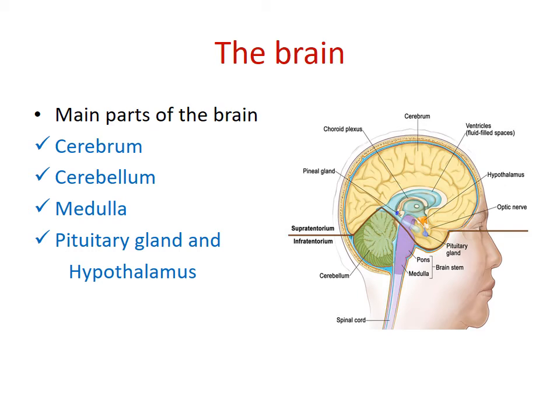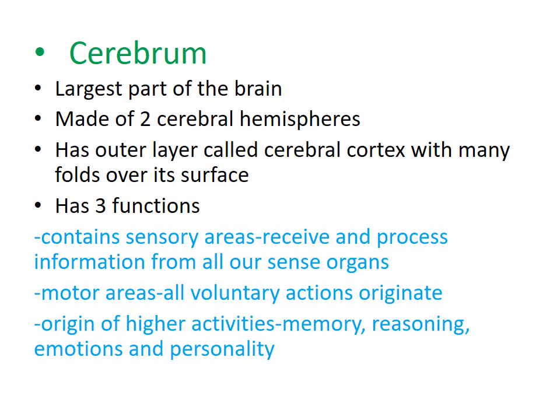As you can see in the picture, there are many parts in the brain, like the cerebrum, cerebellum, medulla, pituitary gland and hypothalamus. Then we will look at those parts separately. The first one is the cerebrum. The cerebrum is the largest part of the brain, made of two cerebral hemispheres. Normally, the cerebrum is the source of all our conscious thoughts. It has an outer layer called the cerebral cortex, and also many folds all over its surface.